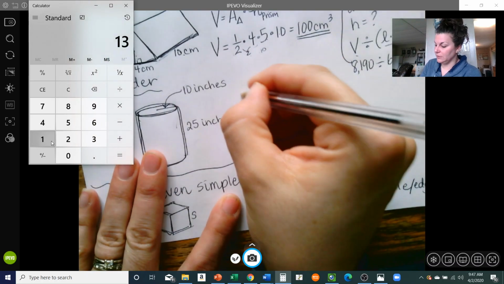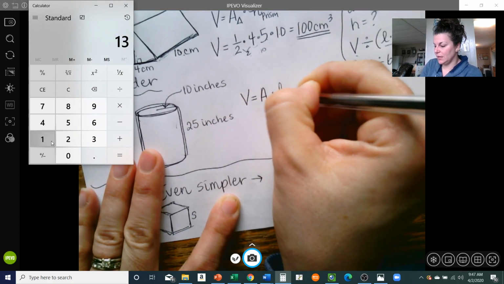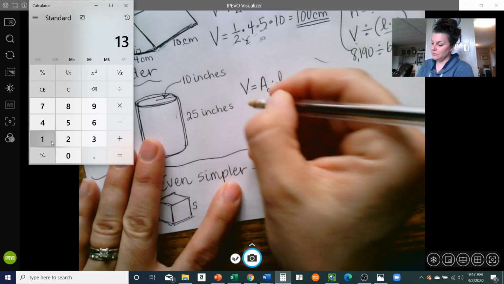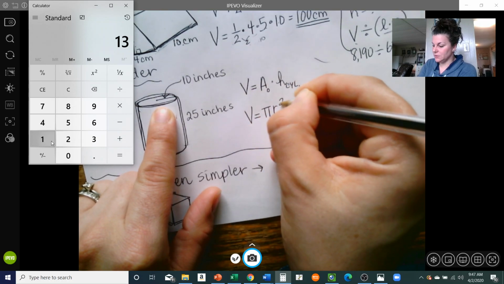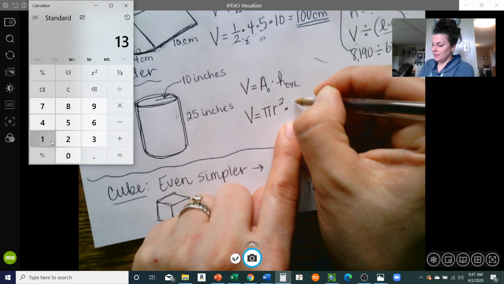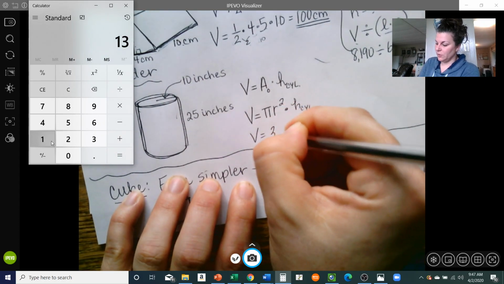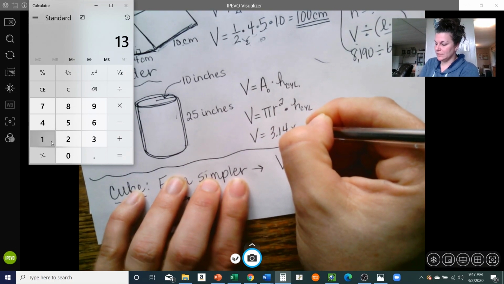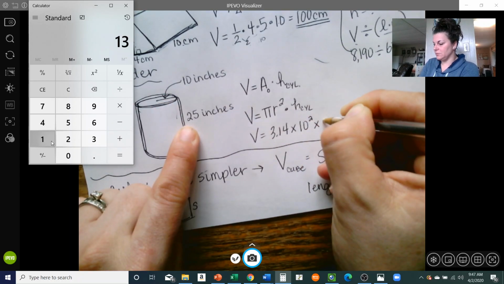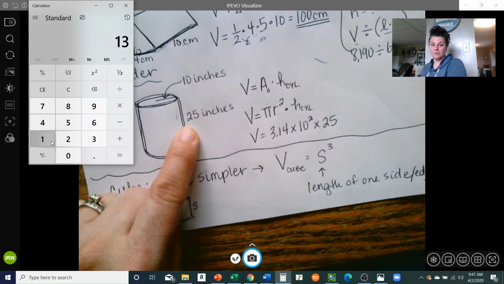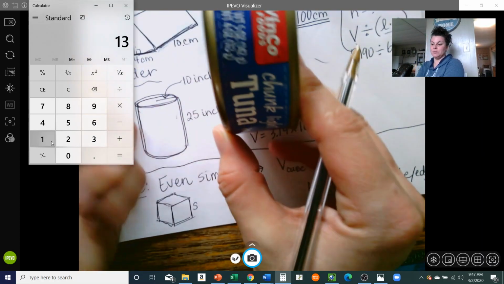Okay, cylinder. The volume of a cylinder is the area of the circle times the height of the cylinder. So the area of a circle is pi r squared. And then we're going to multiply that by the height of the cylinder. So I'm going to do 3.14 times the radius squared is 10 squared times the height of the cylinder, which is 25. Remember, it doesn't matter how the cylinder is oriented. The height is the distance between the bases.